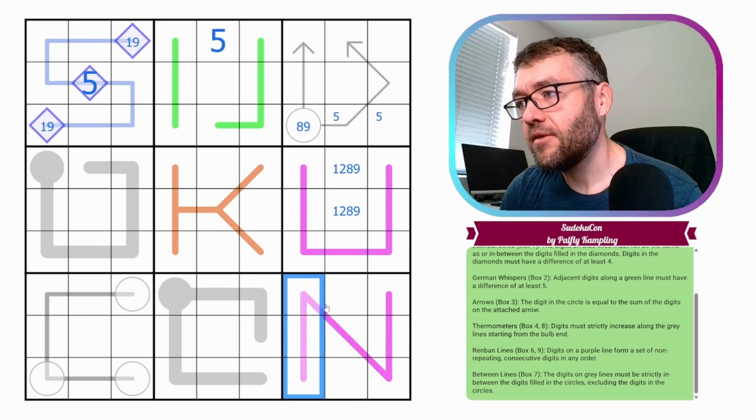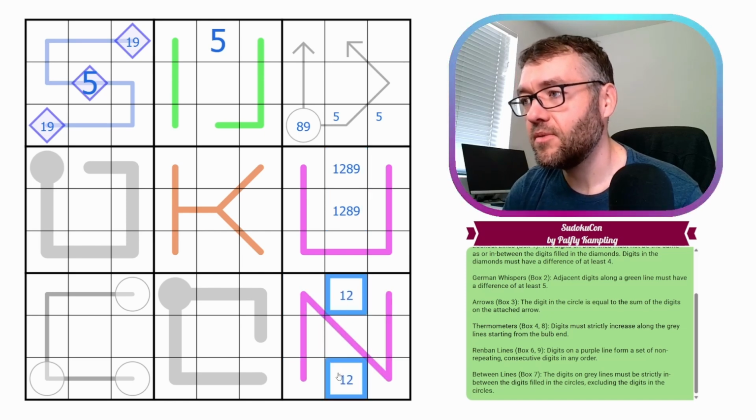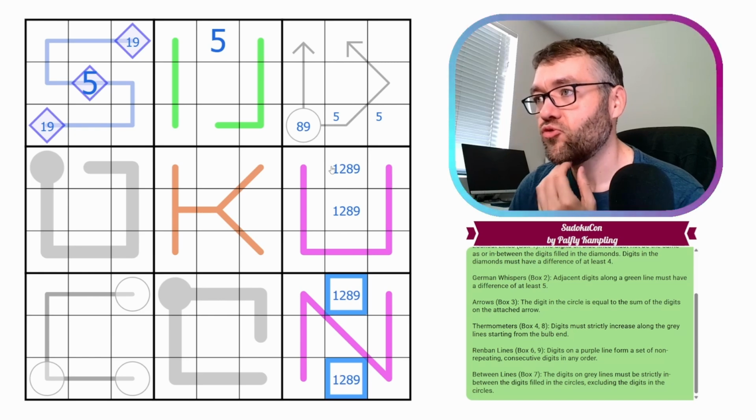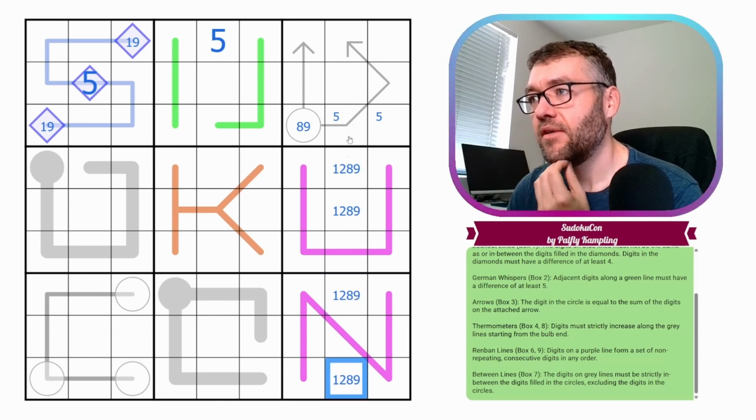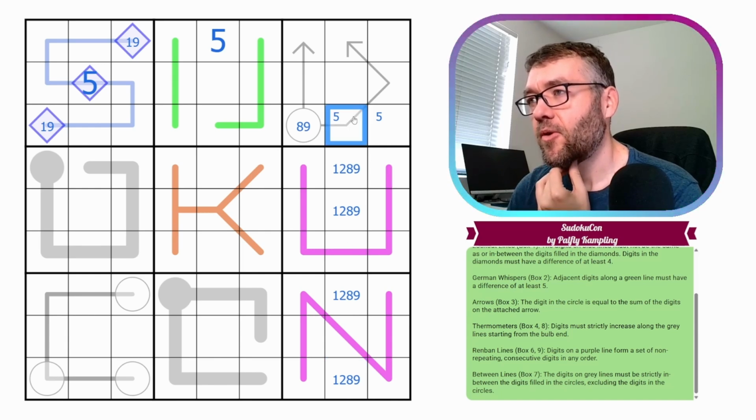And I think the same thing down here. This is also 7 in length. So these 2 are the same. So this is a 1, 2, 8, 9 quadruple. So that removes 1, 2, 8, 9 from the rest of this column. That might limit this cell quite a bit.